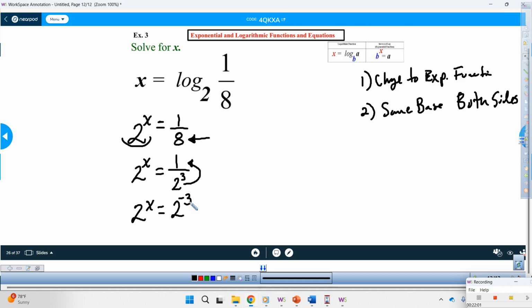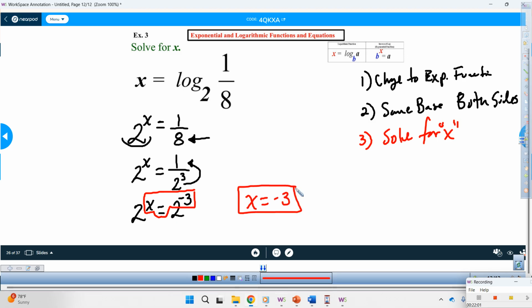Yeah, because on the warm-ups, we've been going from here to there, right? So you just switch it to the other side, and it becomes a positive. So, step 3, last step. Solve for x. Now that we have the same base, we don't care about the 2's because they're the same. Now we're just going to focus on the exponent with the equal sign. What is that equation? X equals negative 3. And that's how you solve a logarithmic function.